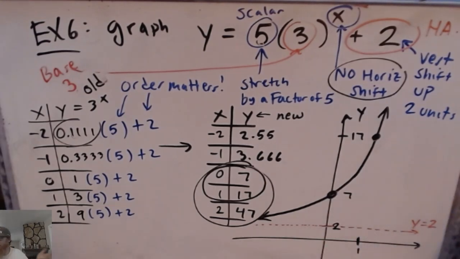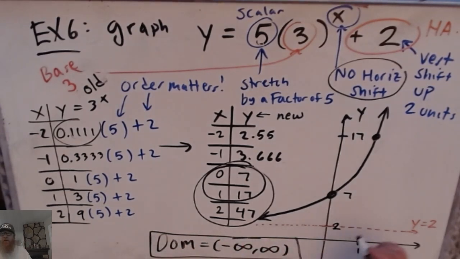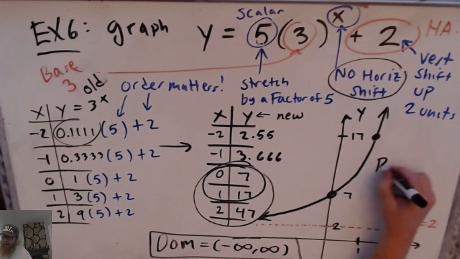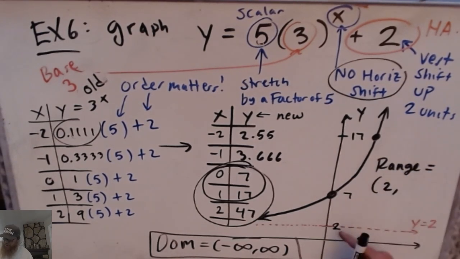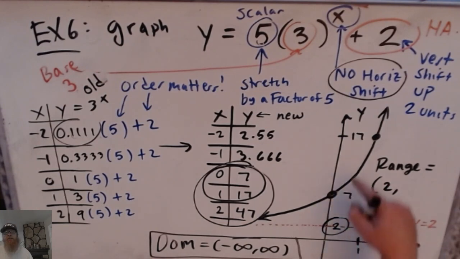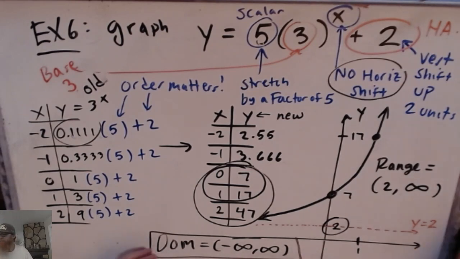Okay, and I always end with the domain and the range, just to make sure you don't forget that. Domain is, of course, free. Take it. Free answer all day long. Range is based on the graph, from 2, not including 2, all the way up to infinity.